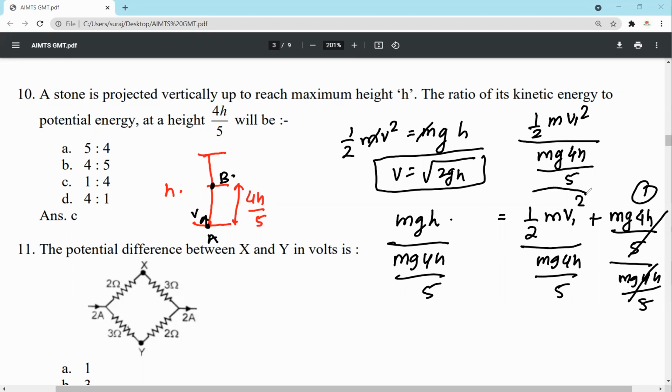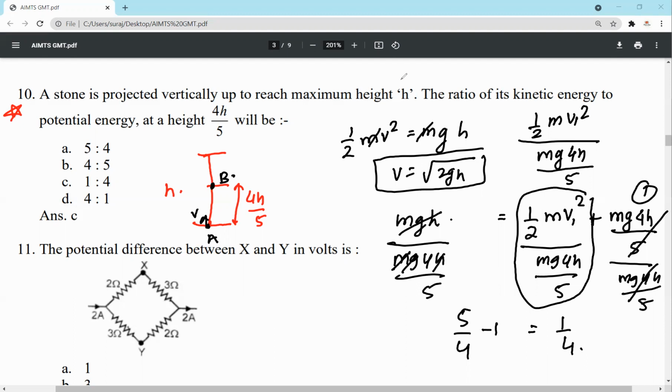Here, this is what I want. What will happen? mgh will cancel. This becomes 5 by 4. 5 by 4 minus 1, it should be 1 by 4. 5 by 4 minus 1 is 1 by 4. Clear? Question number 10, nice question. This kind of question we can expect, where they are asking from case 1 and case 2.